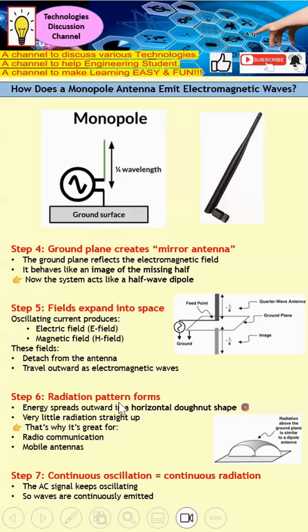Next, radiation pattern formation. How does the radiation pattern look like? It will look like a donut if you look at it from the top over here. But the monopole antenna is slightly different from the dipole antenna, because for the monopole antenna there is a ground surface. Therefore, anything under the ground will not have any radiation pattern. And with this continuous oscillation, the EM wave will continuously be emitted from the monopole antenna.